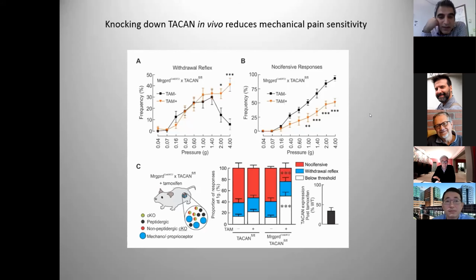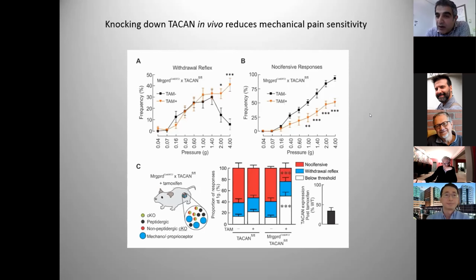So if you look at the graph in panel A, we're only looking at the displays of reflexive withdrawal. And if you look at the black symbols, what happens is that as you increase the intensity of the force being applied, you get more and more of these reflexive withdrawals. But as the intensity increases even more, we see less of them because now they're replaced by pain-like responses. Okay, we call them nociceptive responses. Now, this is what happens in a control animal.